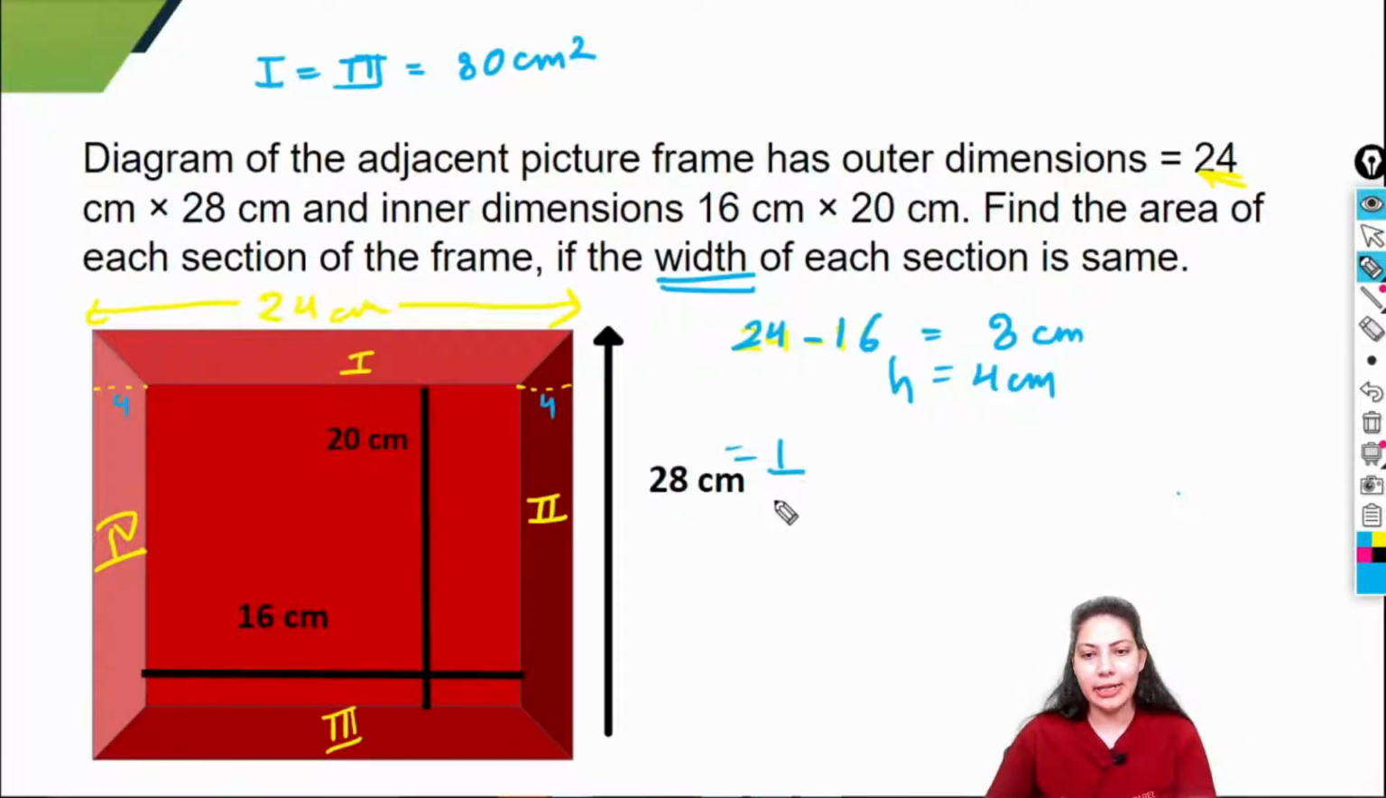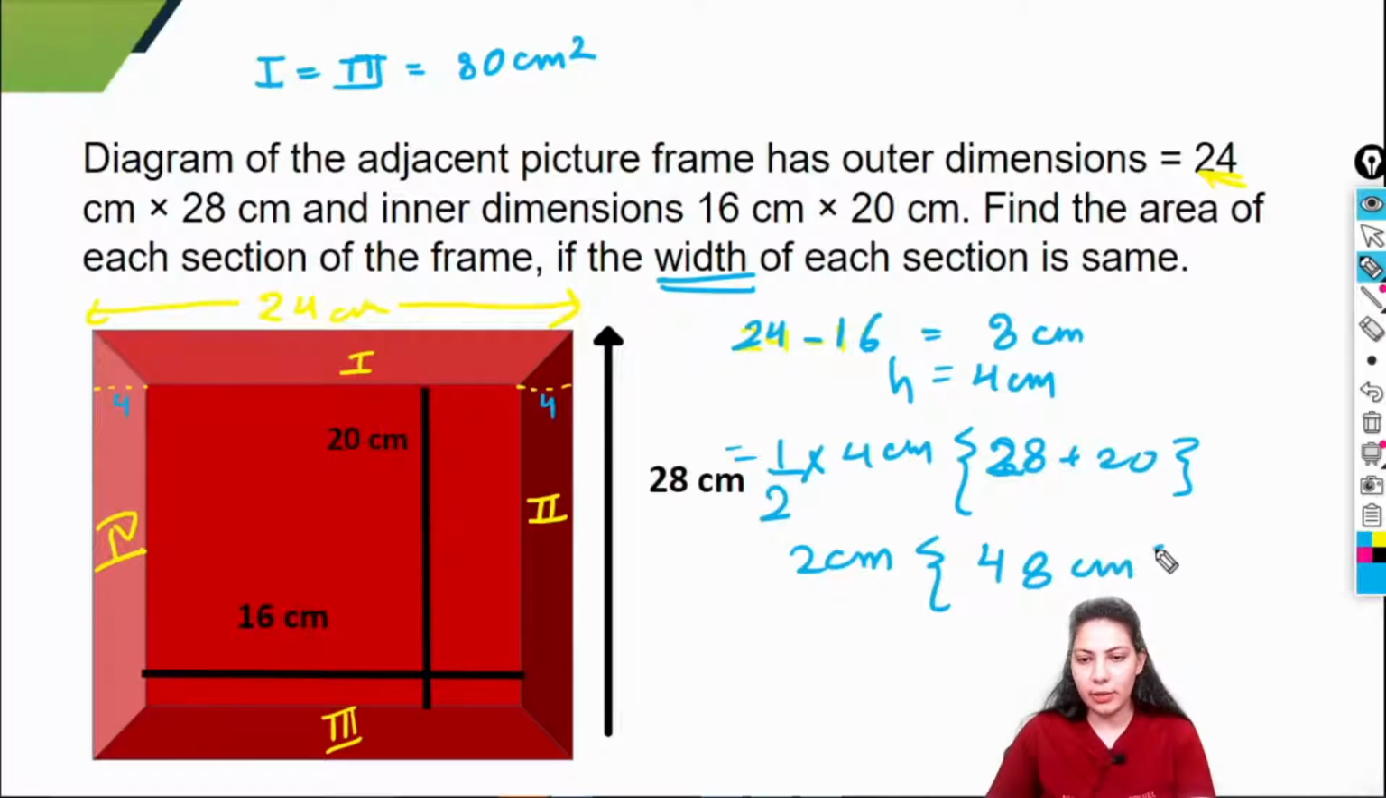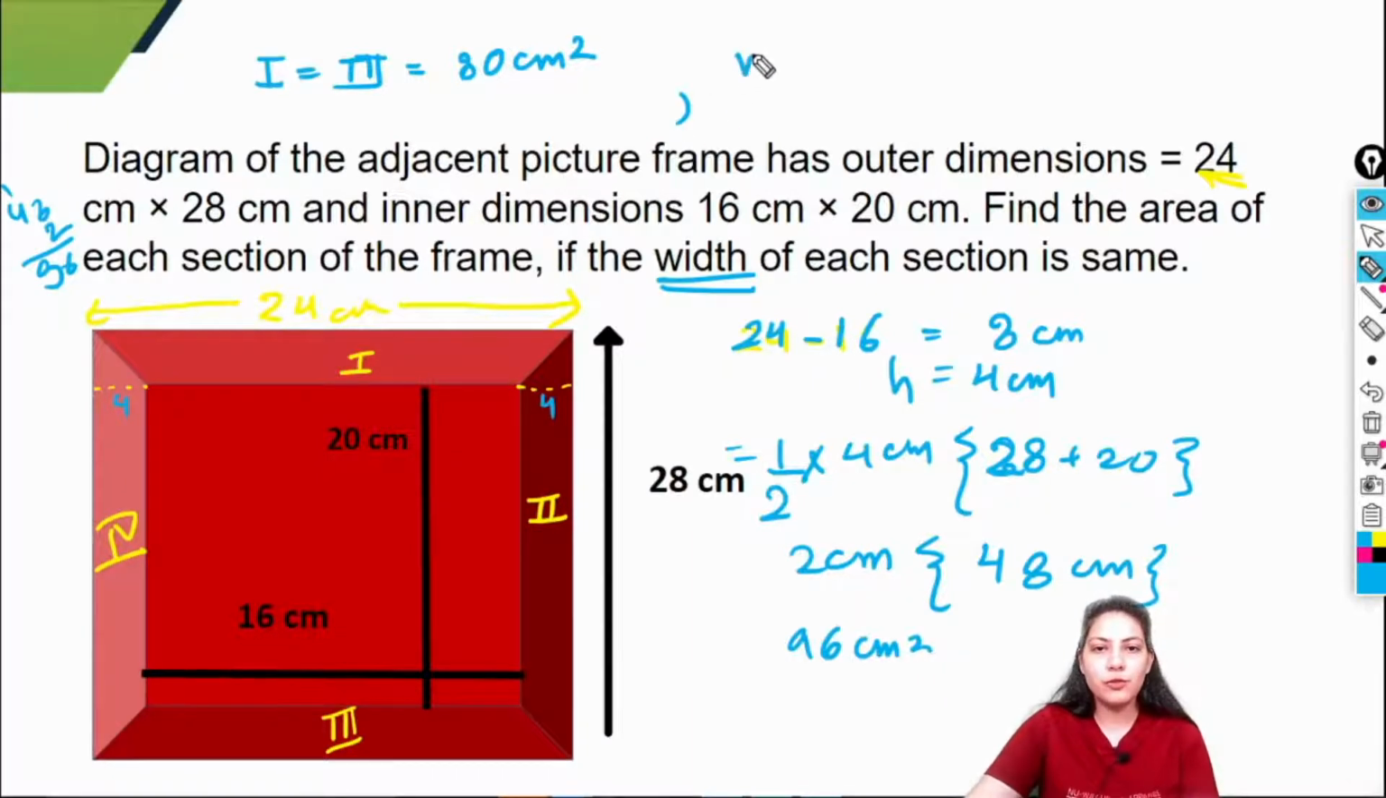Now let's calculate by directly substituting into the formula, that is half into 4 centimeter into a plus b. So what is a plus b here? 28 and 20. So that is 2 centimeter into 48 centimeter. So let me calculate here in some rough portion. 48 into 2 is 96. So 96 centimeter square. So now the fourth part and the third part is resulting as 96 centimeter square.